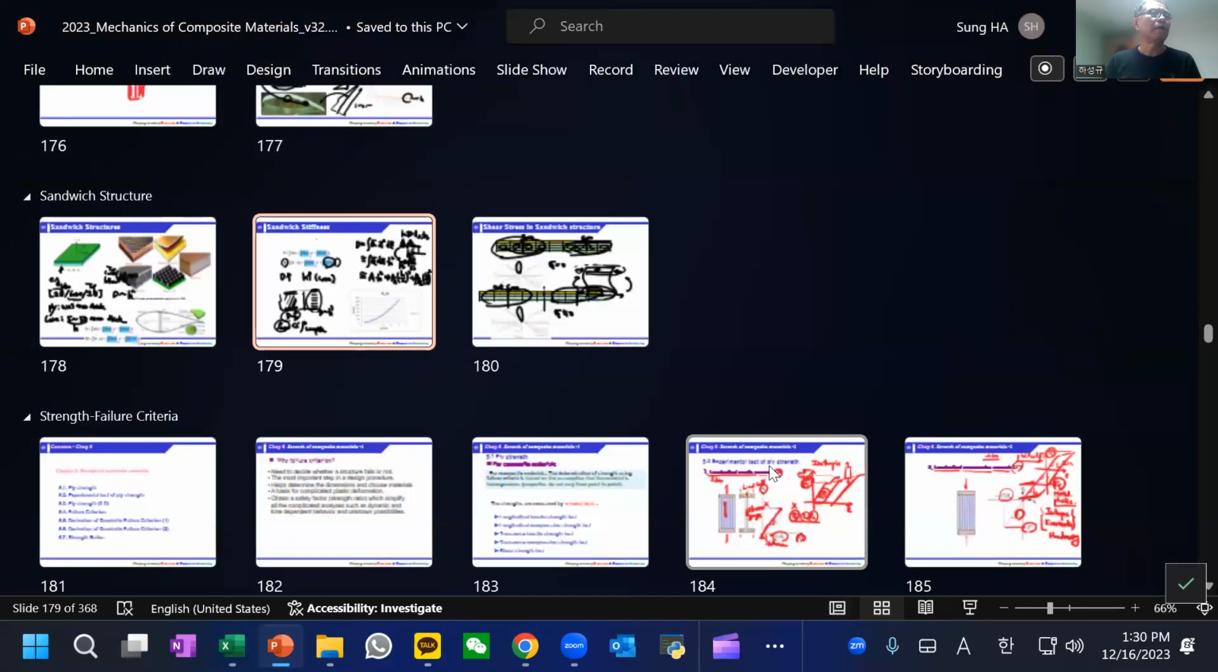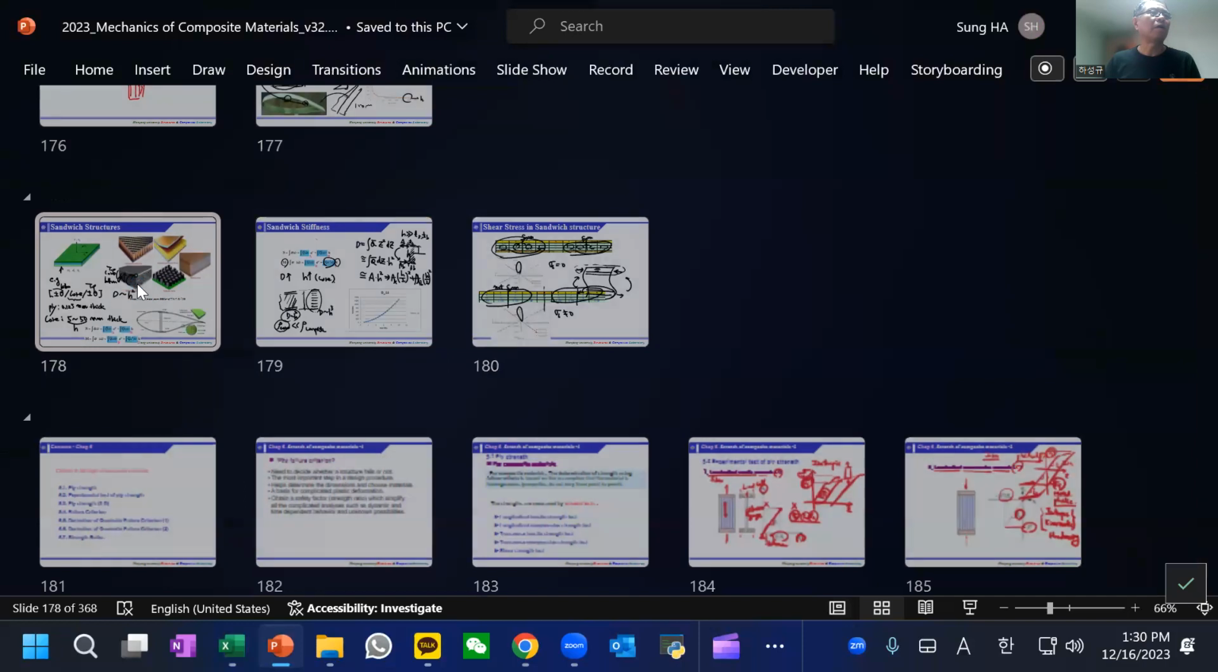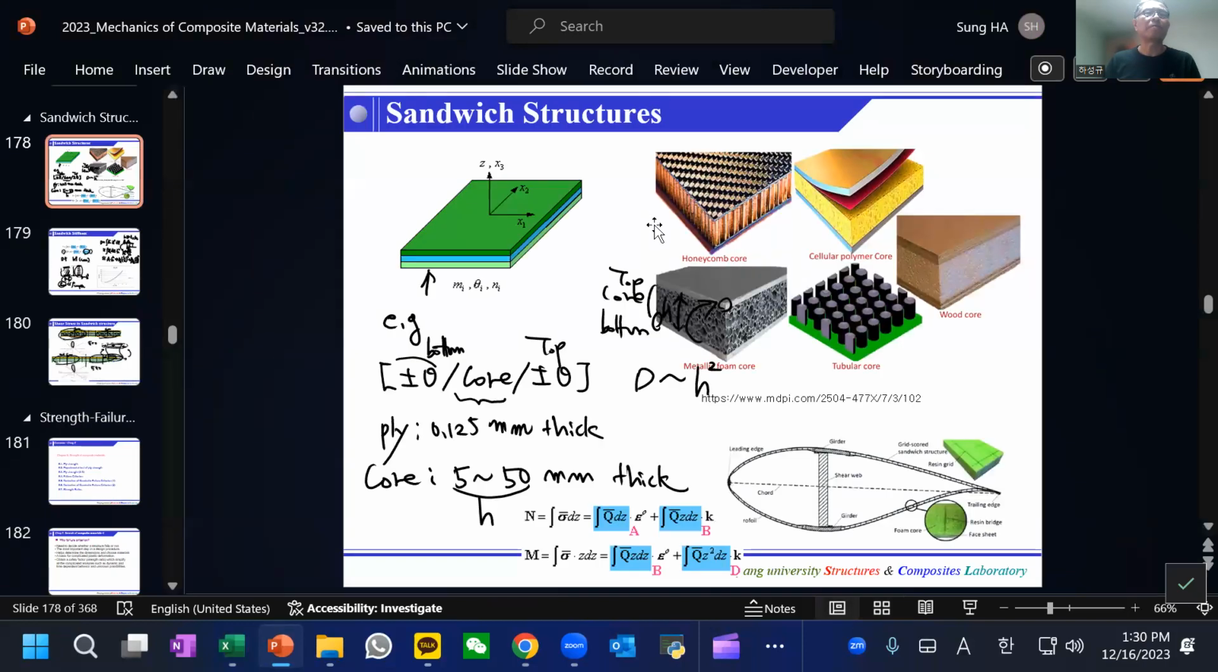This still is a part of classical laminate theory, but I would like to emphasize again the importance of this core, which is very widely used in composite structures. This is one important point.